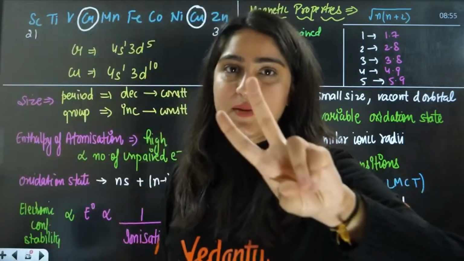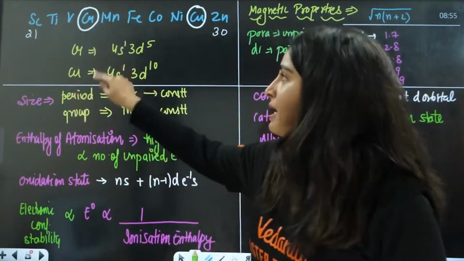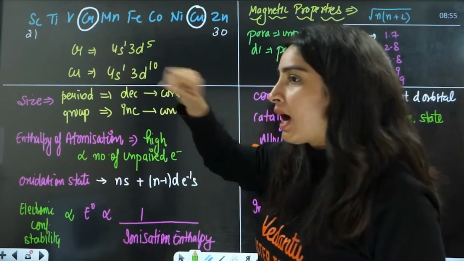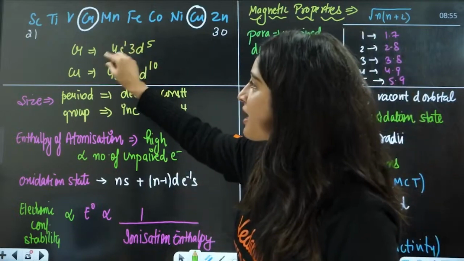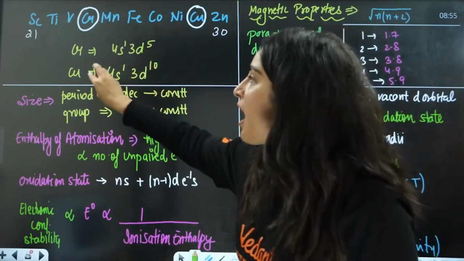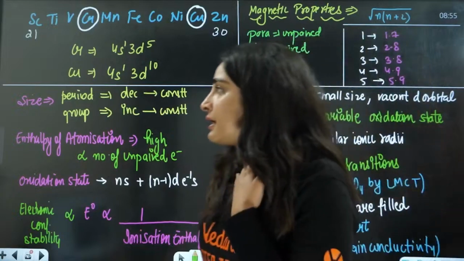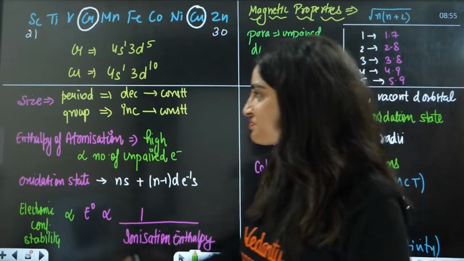Firstly, the two exceptional configurations, that is chromium and copper. Here, because of half-filled and fully filled stability, it is argon 18, 4s1, 3d5 for chromium, and argon 18, 4s1, 3d10 for copper. Fully filled and half filled are more stable.